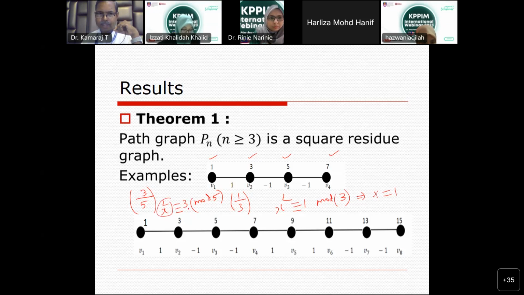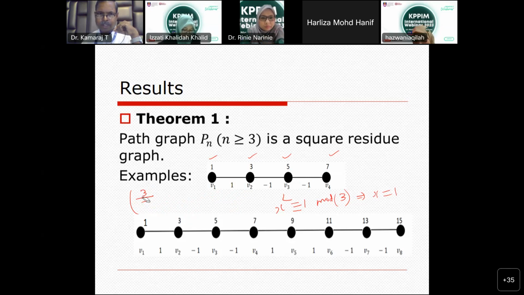That means 3 is not a quadratic residue of 5. So if 3 is not a quadratic residue of 5, then the label is minus 1. Similarly, you can see that 5 is not a quadratic residue of 7, so the label is minus 1.